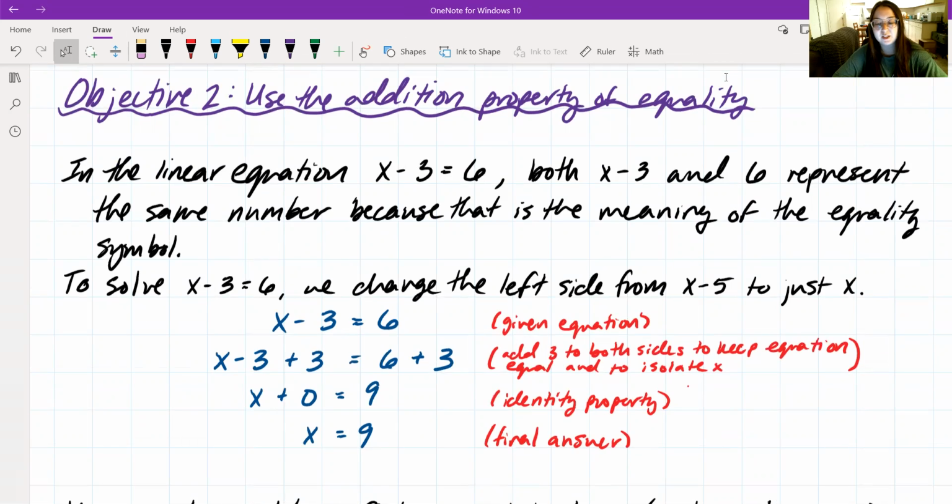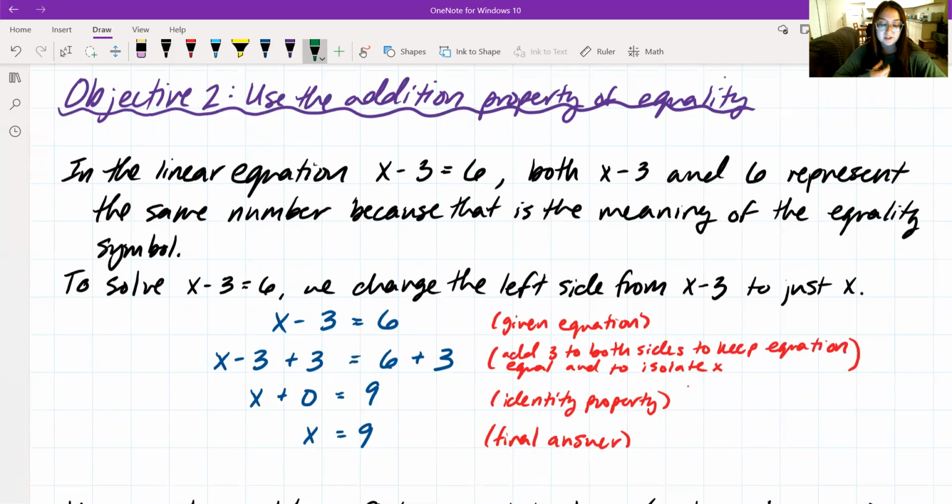Objective 2, we want to use the addition property of equality. In the linear equation x minus 3 is equal to 6, both x minus 3 and 6 represent the same number, because that is the meaning of the equality symbol. So we're saying that the expressions x minus 3 and 6 are equivalent. To solve x minus 3 is equal to 6, we change the left side from x minus 3 to just x. So here we have x minus 3 is equal to 6. This is our given equation.